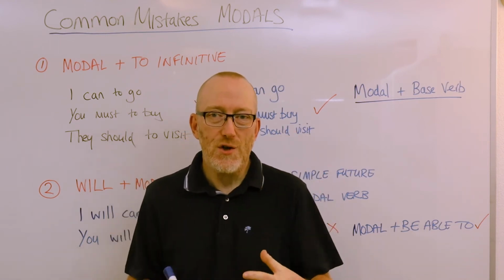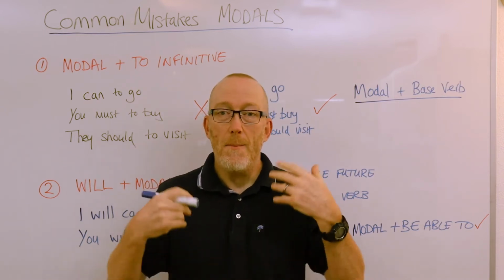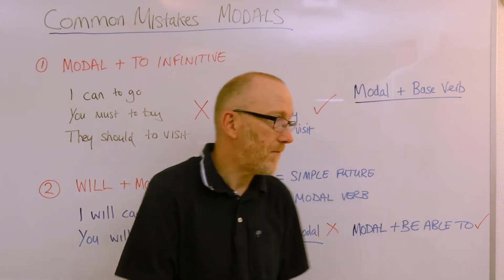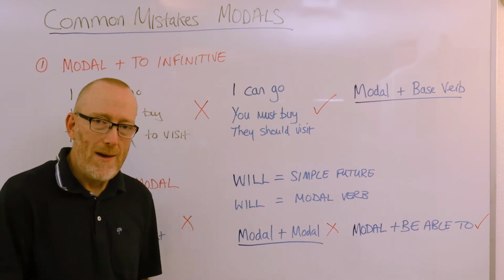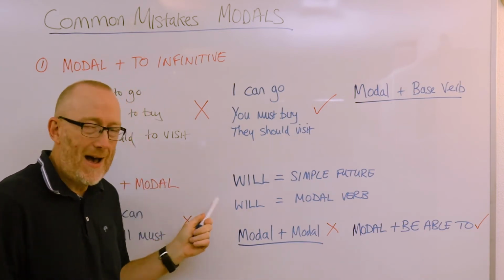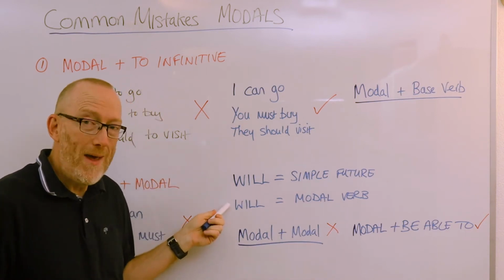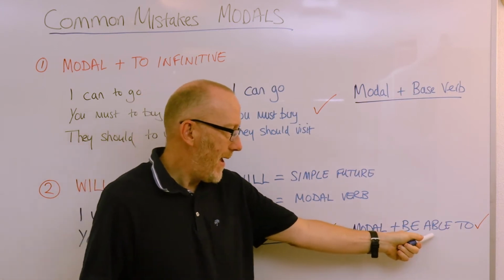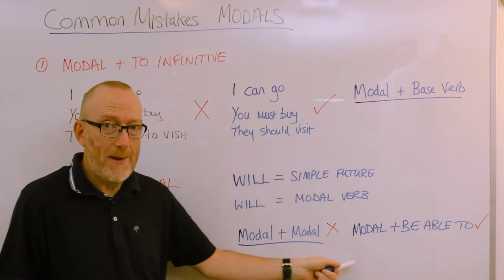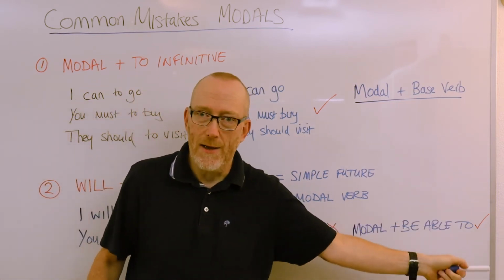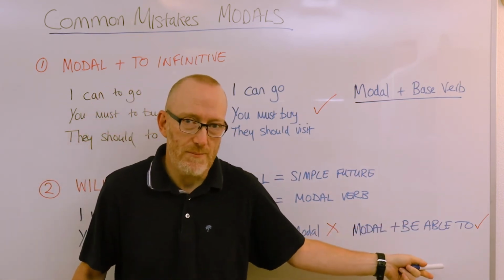So if you want to use your modal verbs to specifically describe the future, the best modal verb to use in the future is will, okay? Because will is describing the future and being a modal at the same time. So you would follow will with a very simple phrase, be able to. Yeah? So tomorrow I will be able to speak English. Tomorrow I will be able to use modal verbs.